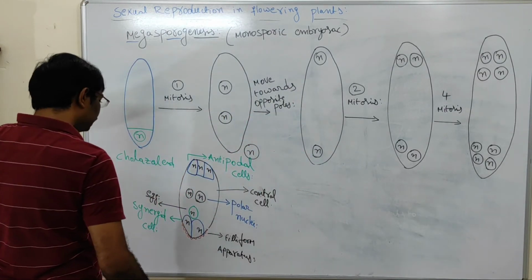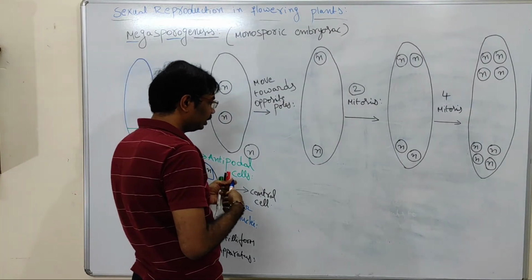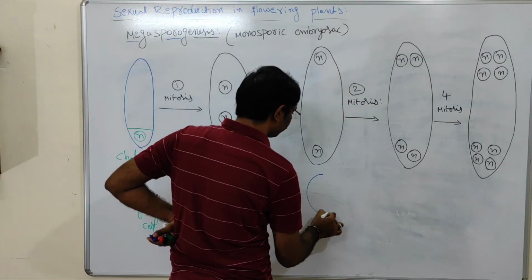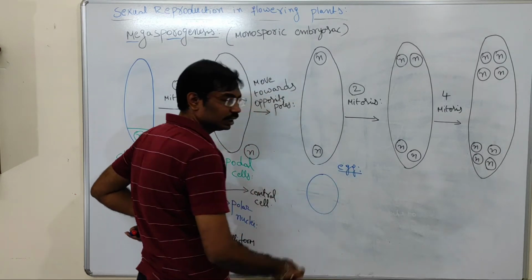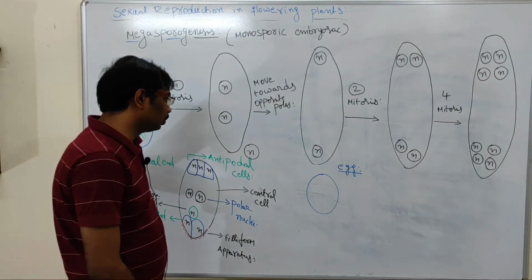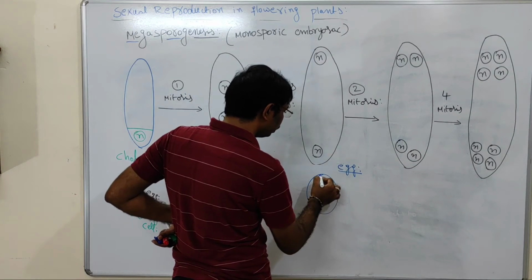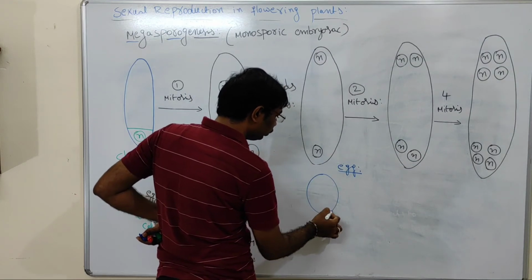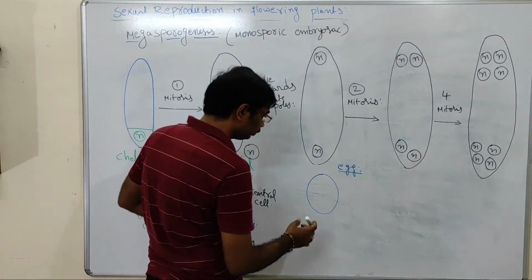Another cell is the egg cell. The egg cell is present in the haploid condition. What is the ploidy of the egg cell? Haploid condition. The egg cell has a thick cell wall towards this region, towards the micropylar region.